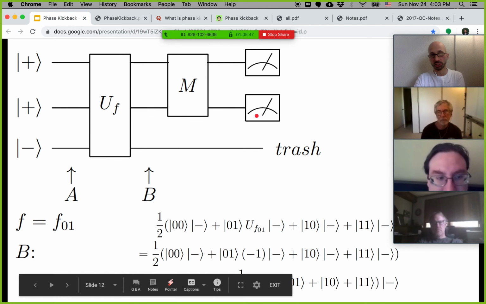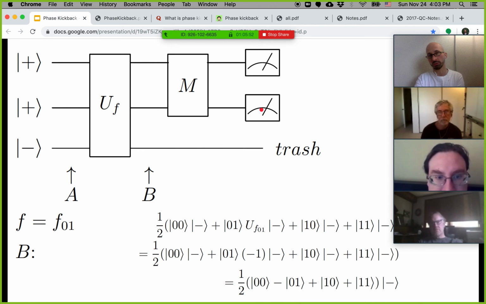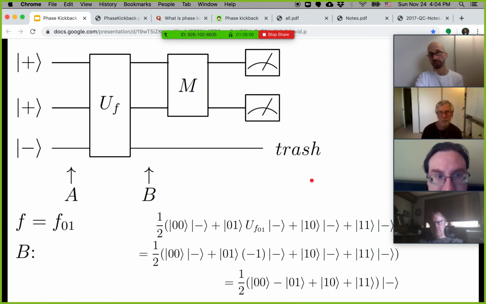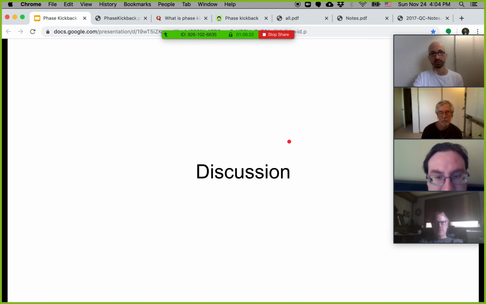So matrix M, in combination with those two measurements, allows us to convert this change in phase, this negative phase, into a classical result: 0, 0, 0, 1, 1, 0, and 1, 1. We're not going to discuss how this happens, because it has nothing to do with phase kickback. So that's all I had for today.